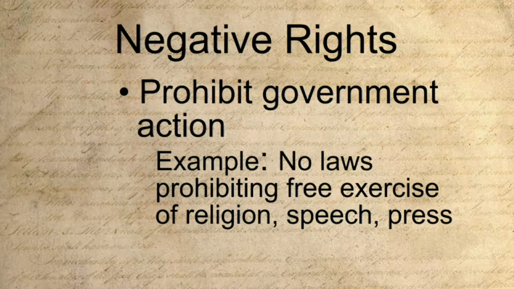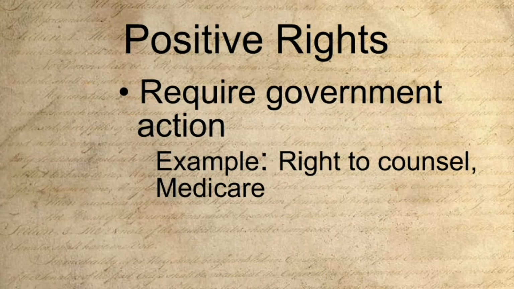So as a consequence, it really serves as a limitation on the federal government. It's not that the federal government is supposed to give free exercise rights. It's that it's not supposed to interfere with the rights that we as people have. So when we think about a negative right, we think about a right that limits the federal government. When we think about a positive right, we think about a right that the federal government in theory is supposed to give us. So an example is, say, the right to counsel.